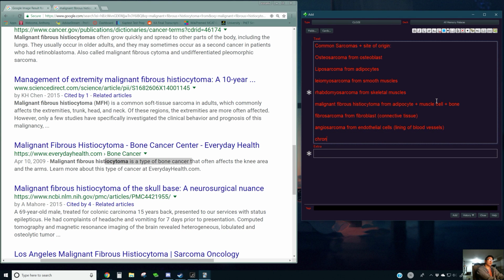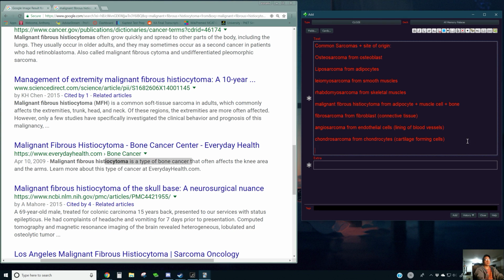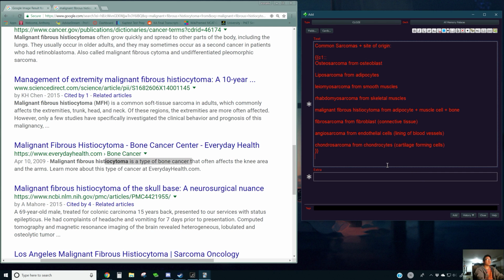Okay, the last one will be chondrosarcoma from chondrocytes? Yes, I think chondrocytes. There's another piece of information that I should be adding in here. I forgot. Oh. Well, chondrocytes are from cartilage-forming cells. Yeah, that's right. Alright.